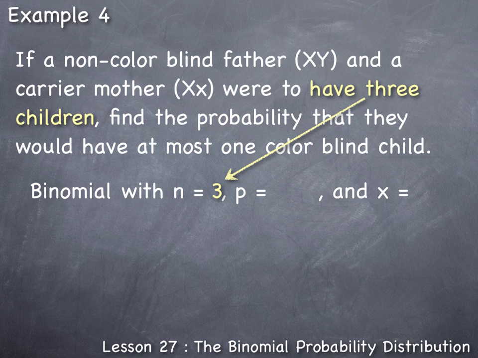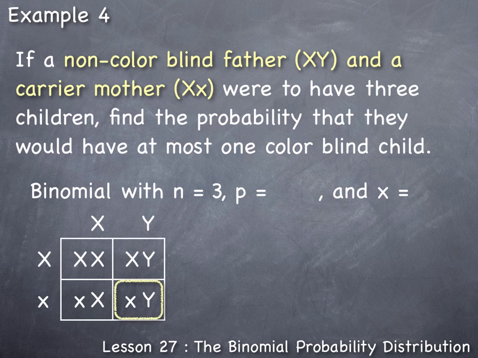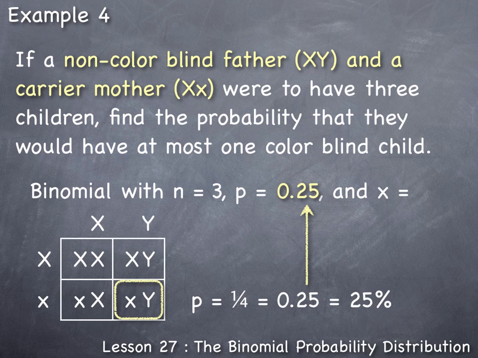Next, p. P is the probability that this couple would have a colorblind child every time they were to have a child. Now, the information given is it's a non-colorblind father and a carrier mother. And each time they were to have a child, there are 4 possible outcomes that can occur. And of these 4 possible outcomes, only one of them results in a colorblind child. So assuming that each of these outcomes are equally likely, P, the probability this couple would have a colorblind child, is 1 chance out of 4, or 0.25 decimal.